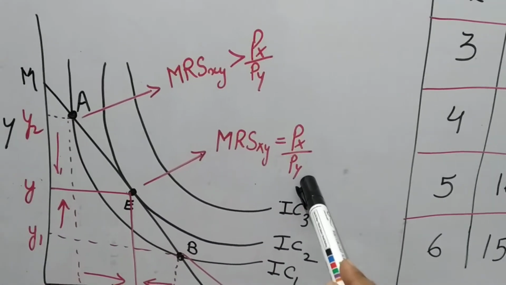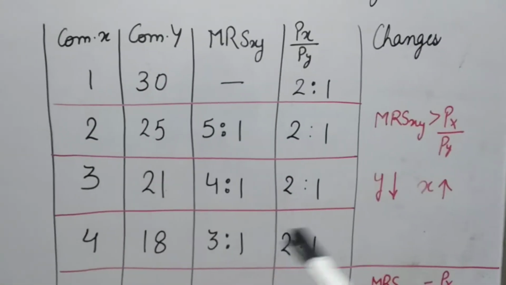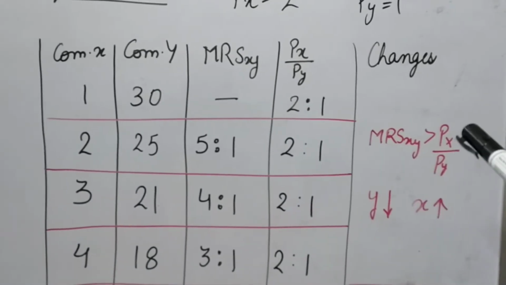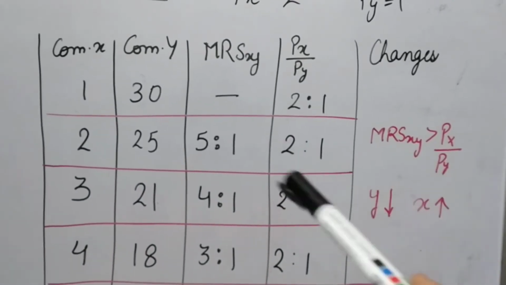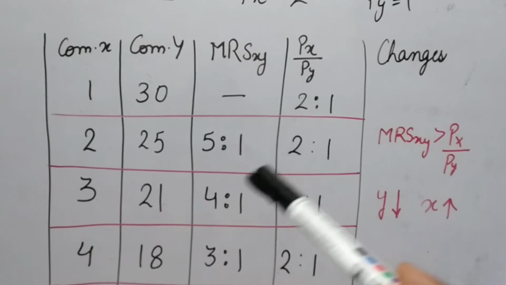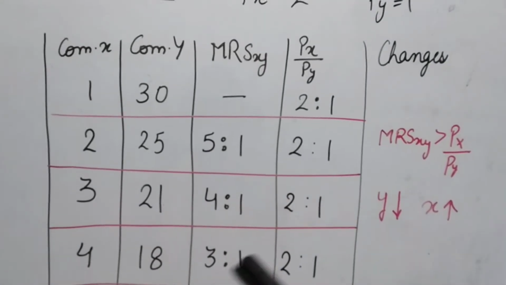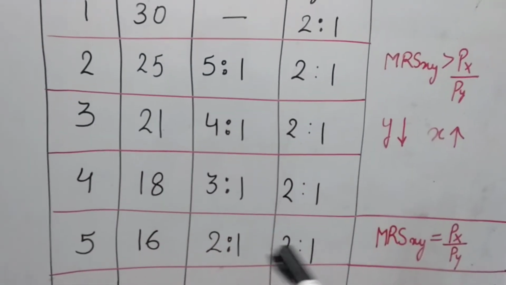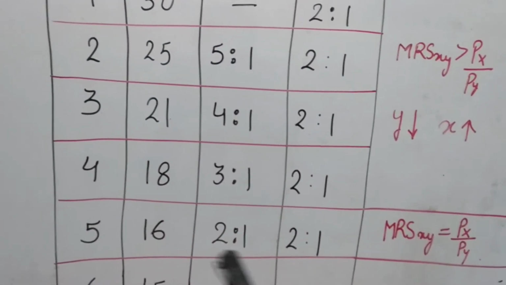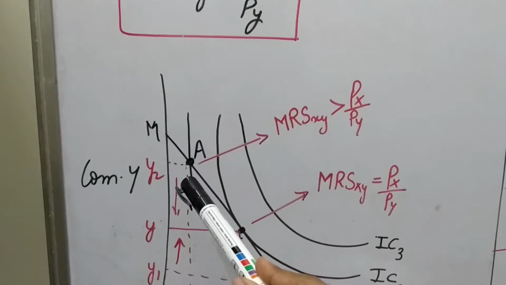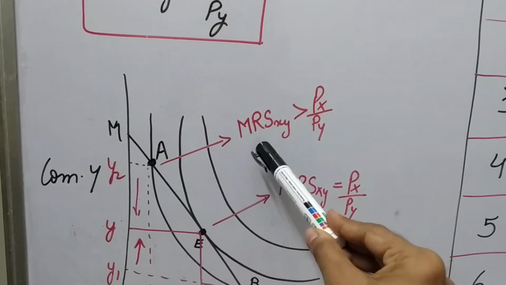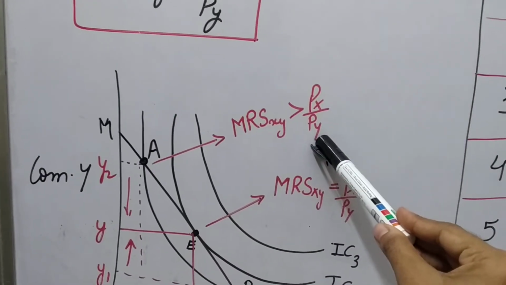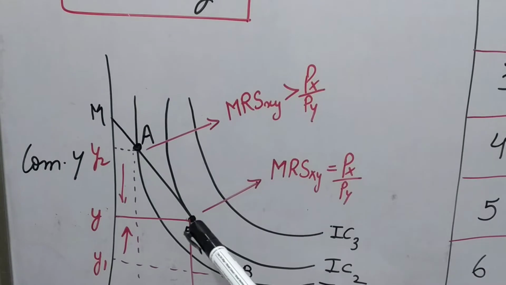But let's discuss the points which are shown in the table, these combinations where MRS of XY is greater than Px upon Py. Here you can see 5:1 is greater than 2:1, 4:1 is also greater than this, 3:1 is also greater than this. And ultimately where does the consumer have to reach? The consumer has to reach up to this point. This is the optimum point. So this is the point A where we can say that MRS of XY is greater than Px upon Py, or ultimately where the consumer has to reach is point E.